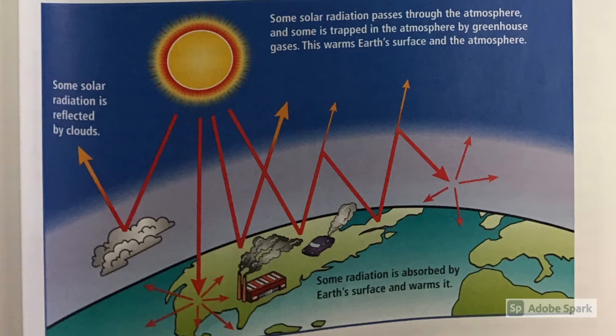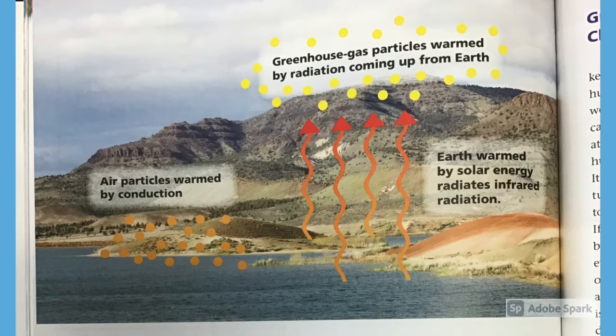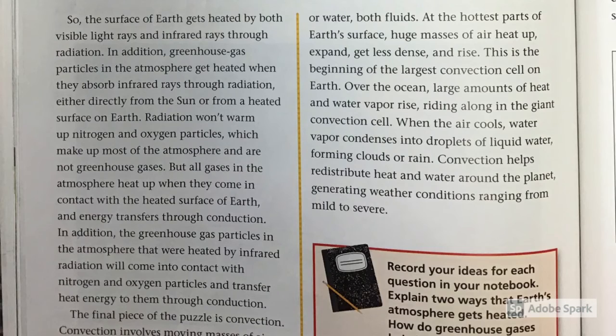Some solar radiation is reflected by clouds. Some radiation is absorbed by the Earth's surface and warms it. Earth warmed by solar energy radiates infrared radiation. Greenhouse gas particles are warmed by radiation coming up from the Earth. Air particles are warmed by conduction. So the surface of Earth gets heated by both visible light rays and infrared rays through radiation.